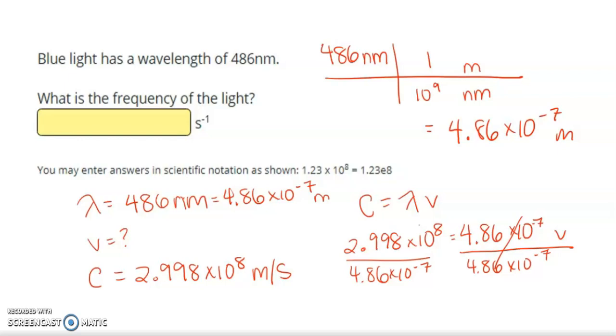Now, when you punch this in your calculator, watch your order of operations. If you're typing it in 2.998 times 10 raised to the 8, you'll want to put that whole thing in parentheses just so that your calculator doesn't combine things you didn't mean to combine. And you'll get your answer as 6.17 times 10 to the 14 inverse second. And the way you type that in the answer box is 6.17 E 14.